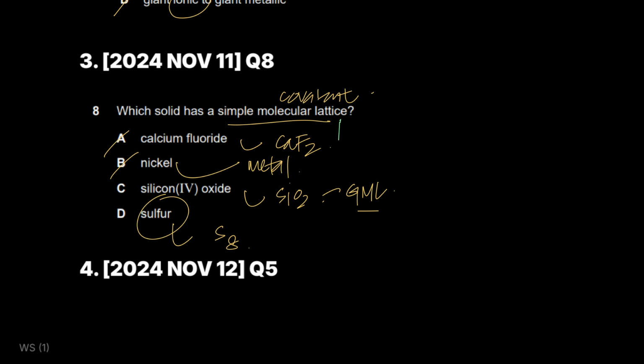Why is he calling it a lattice? Because it's a regular arrangement. Sir, how do you know it's a regular arrangement? Lattice just means regular arrangement. How do I know that? Because S8 is a solid. And we know solids have a lattice. It's a regular arrangement, right? So sulfur exists in the form of S8. We've already studied that in chapter 4. So D is, in fact, the correct option.